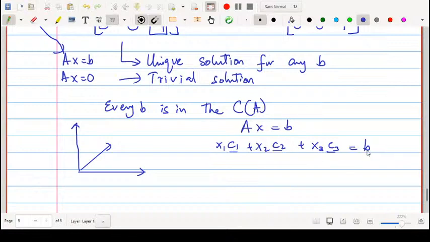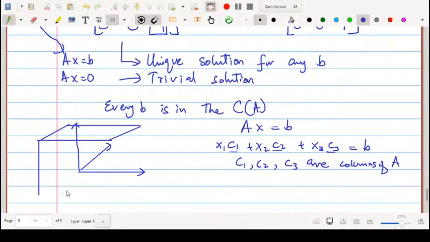So B is a linear combination of these columns of A, right? So c1, c2, c3 are columns of A. And if you're in this situation, you can solve it for any possible B. It means these 3 vectors together are giving you the entire space, right? So I said that this will give me the entire space. Let's say this vector was in this direction, and this vector was in this direction, and this vector was in this direction, and together they give you this entire 3-dimension space, right?